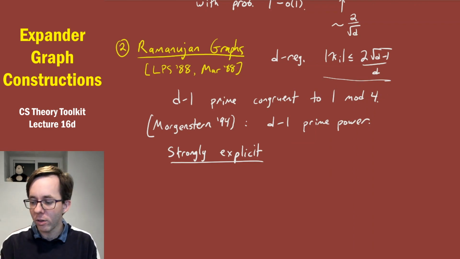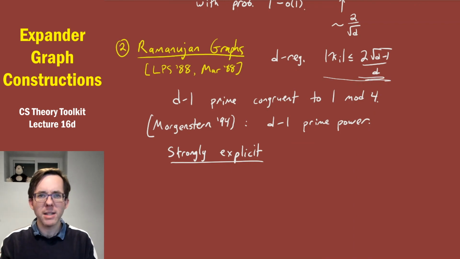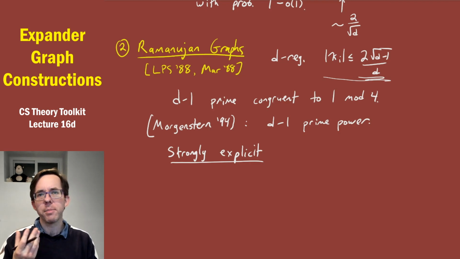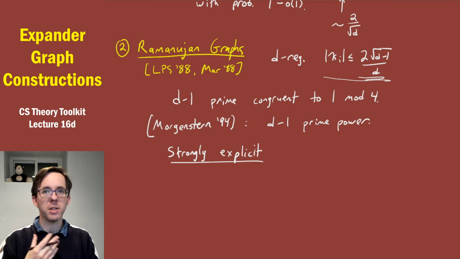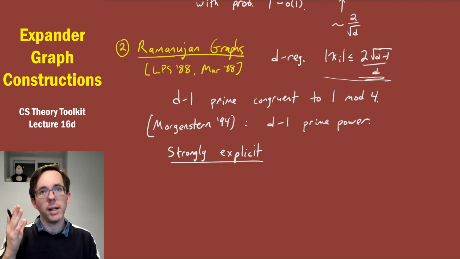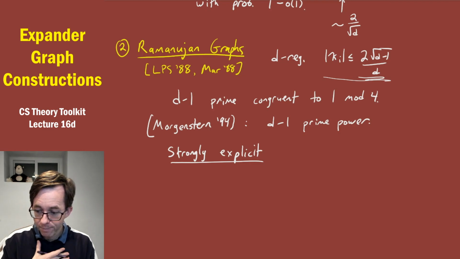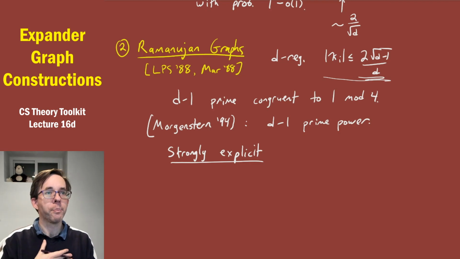It's actually known that you cannot get anything better than this magic number, 2 root d minus 1 over d, basically 2 over root d. And that's really close to 0. So the epsilon 0 in the definition of spectral expander is really close to 1. It's like 1 minus 2 over root d. So these are great as well.